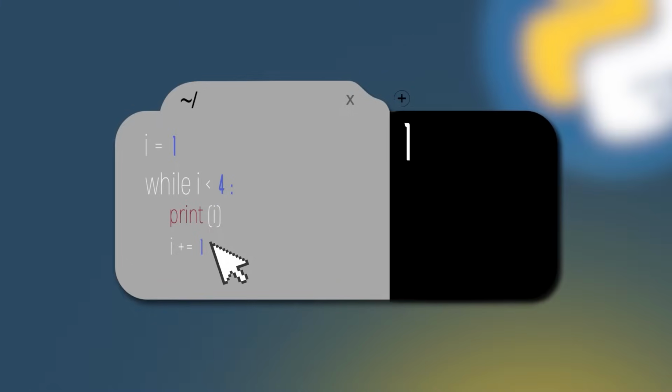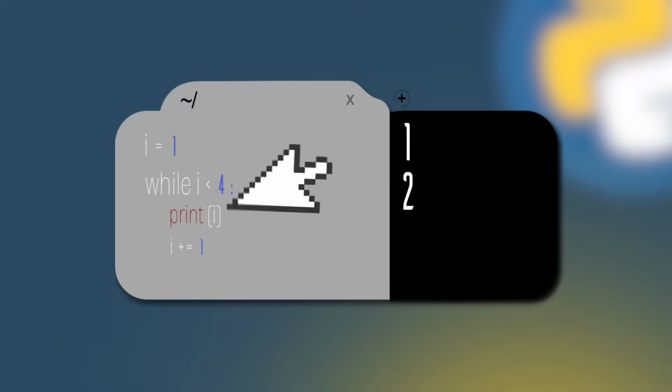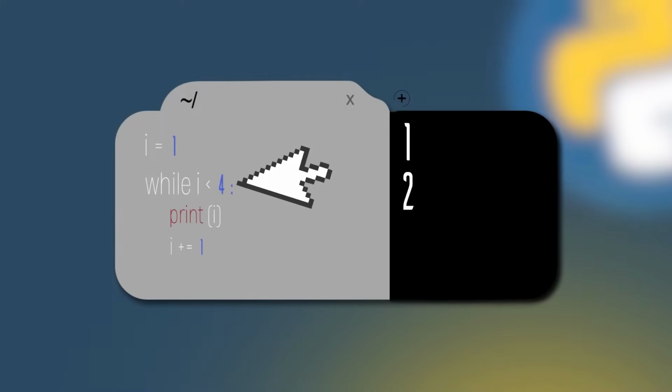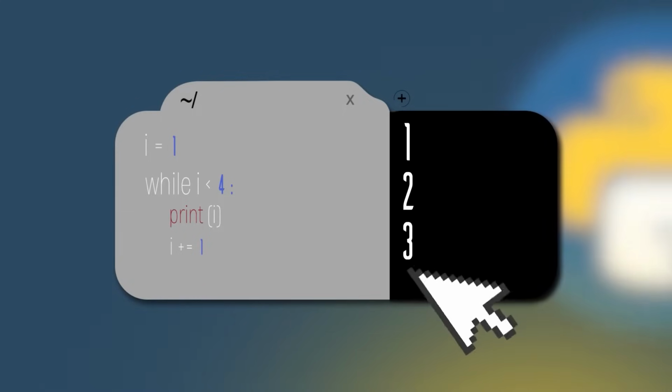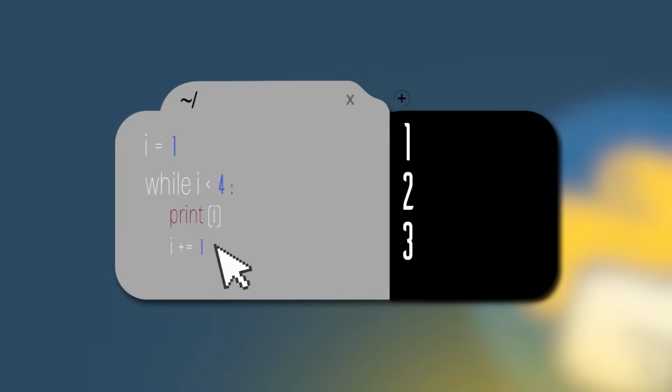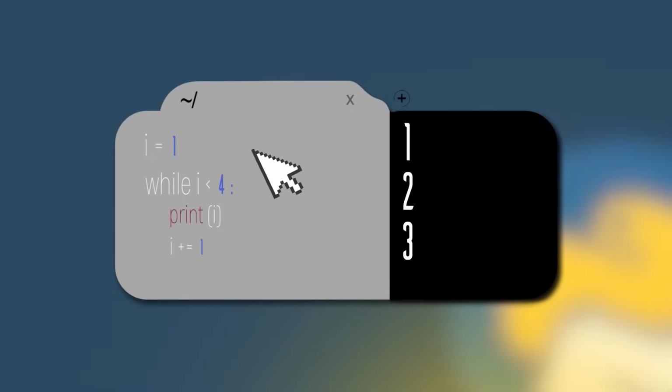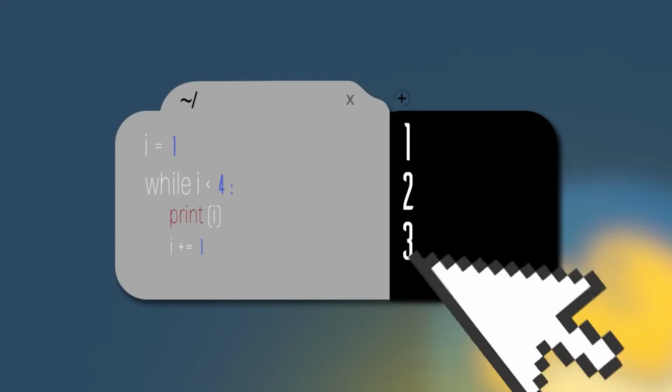Next iteration, i will have value 2. Since 2 is less than 4, we're going to keep in our loop. Then we will print the value of i, that is 2, and increment the value of i by 1. Next iteration, i has value 3. Since 3 is less than 4, we're going to keep in our loop. Then we will print the value of i, that is 3, and increment the value of i by 1. Then we're going to check if the value of i is less than 4. Since the value of i is 4, our condition is not true anymore. So we don't continue in our while loop and we're done with our code.